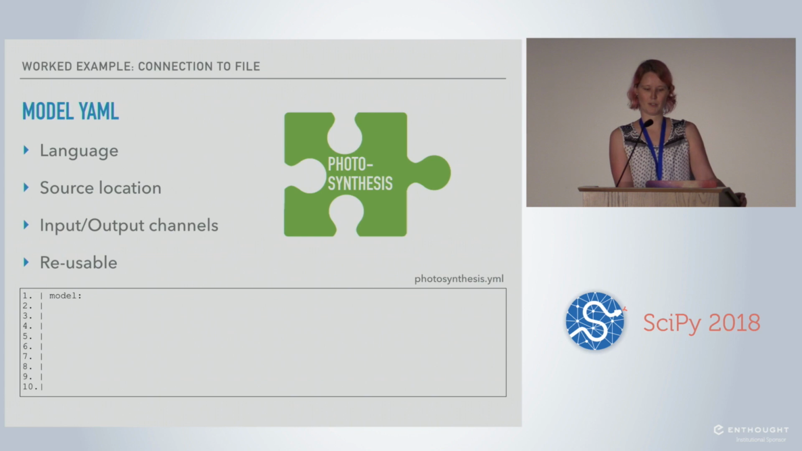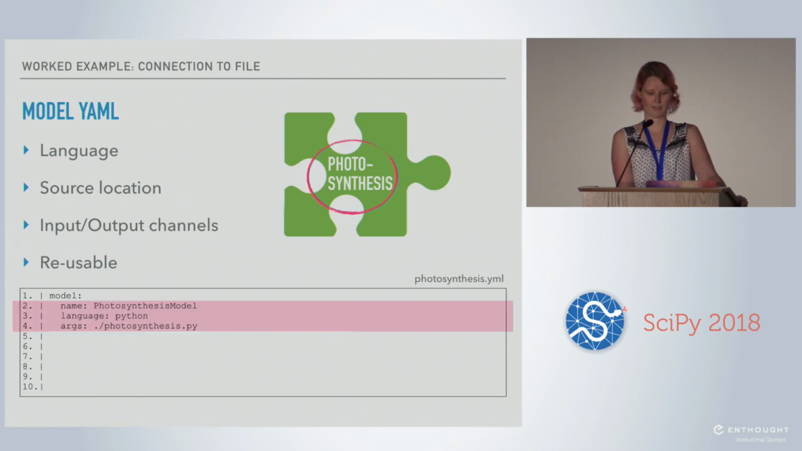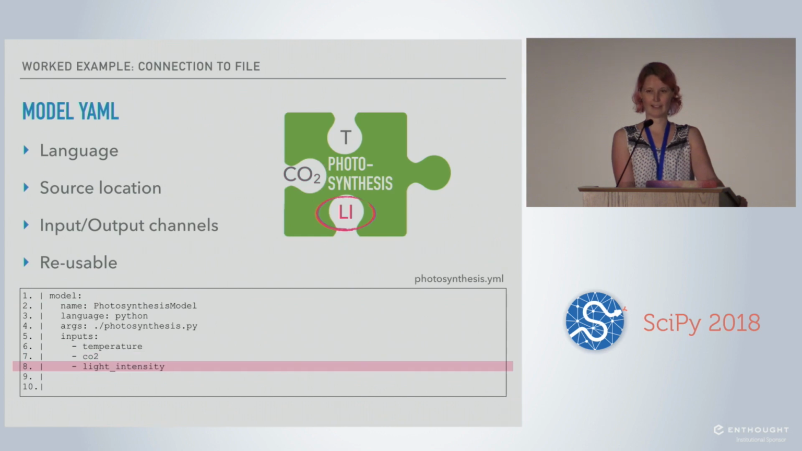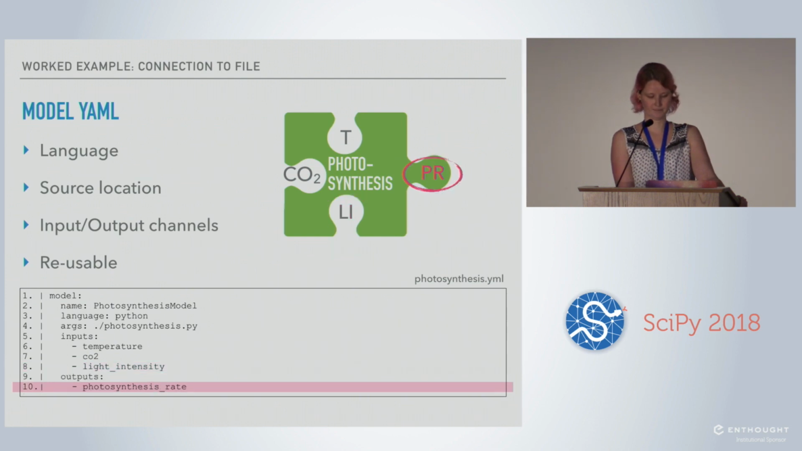So first, our model YAML. A model YAML specifies exactly what it sounds like, a description of the model. So you give your model a name, you say what language it's written in, and you point to where the source code is located. Then you also specify inputs for the model. For this one, we have temperature, CO2, and light intensity. And these are the names of input channels, which will then be referenced by the API calls. And then we have one output channel, our photosynthesis rate.